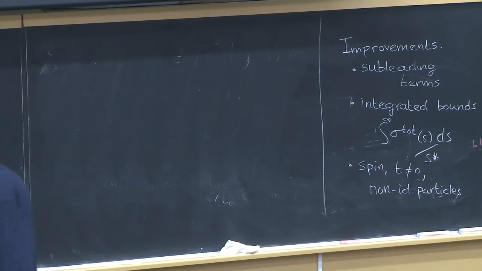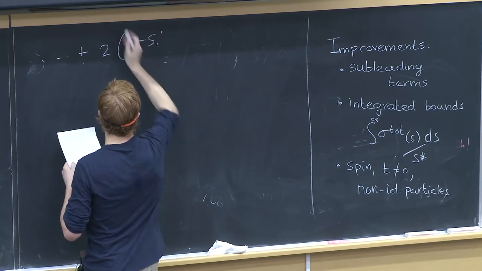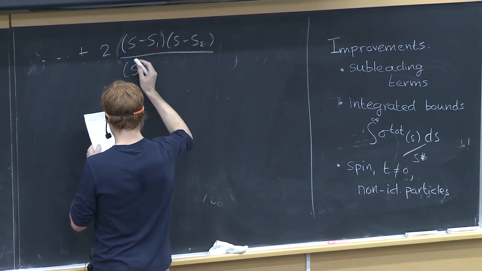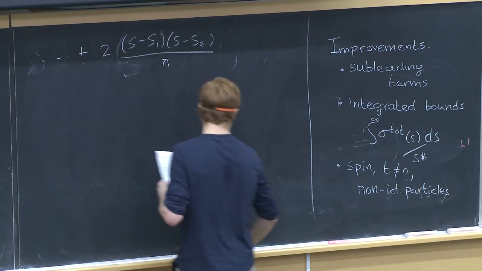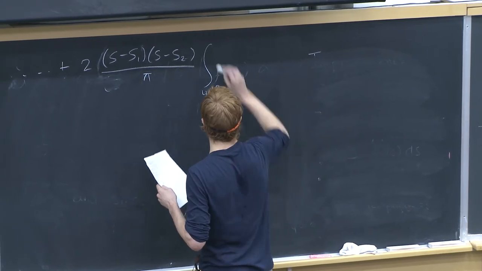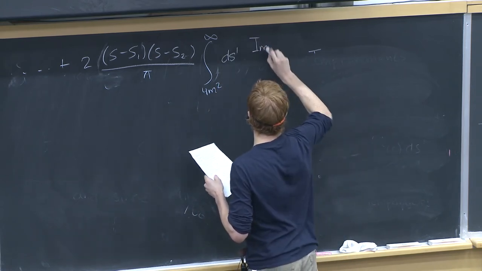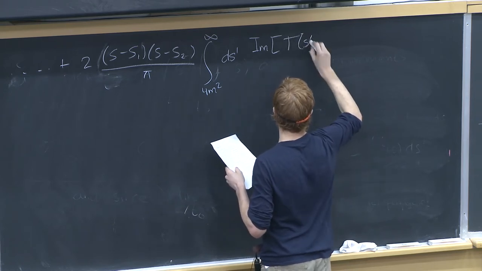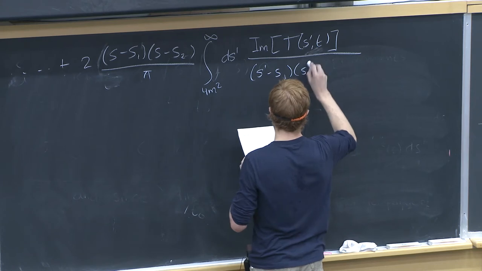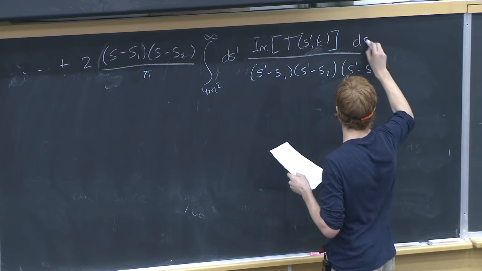which I can write as, so let me put the subtraction points at s1 and s2. There's a pi here. Integral from 4m squared, where my cut generally starts, ds prime imaginary part of T(s', t). And then I have s' minus s1, s' minus s2. So those are the subtractions that I now move to the other side, s' minus s, ds'.